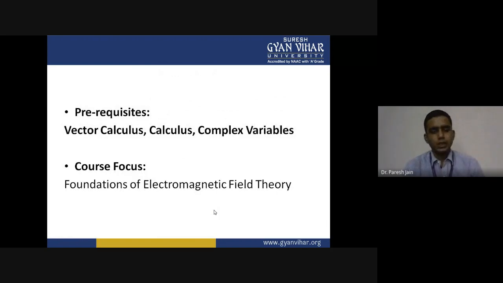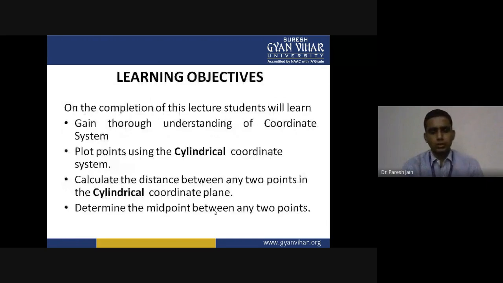Before going to this type of coordinate system, the prerequisites we have to learn are vector calculus and complex variables. Foundations of electromagnetic field theory is the course focus. Through this course, a student will be able to learn and design the cylindrical coordinate system, and solve problems related to electromagnetic field theory, that is, cylindrical coordinate related problems.